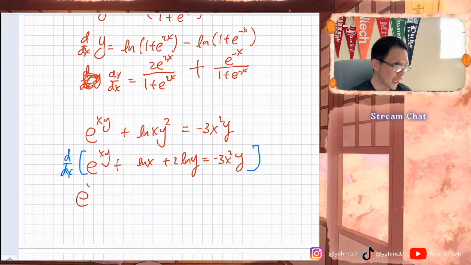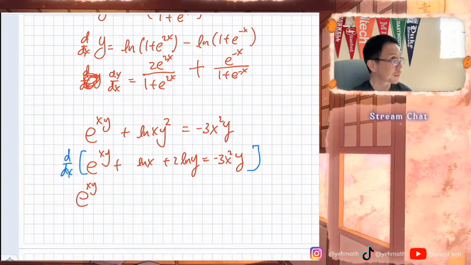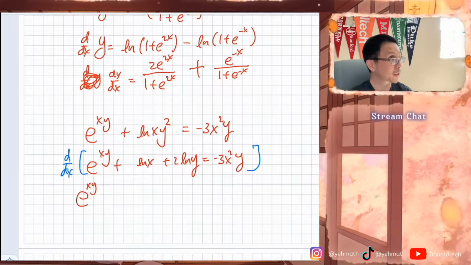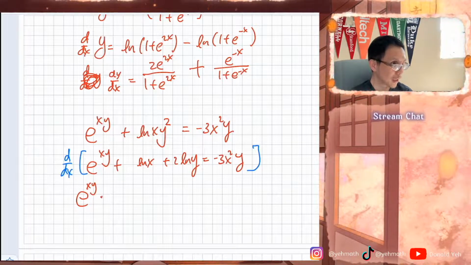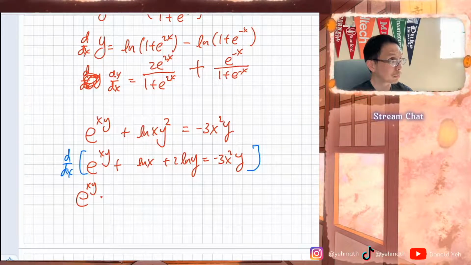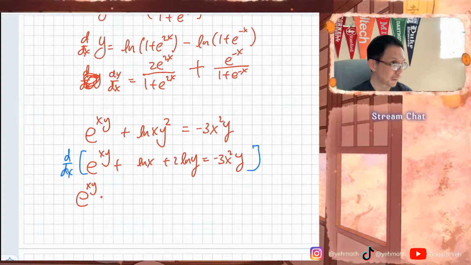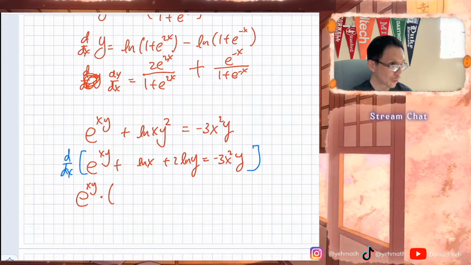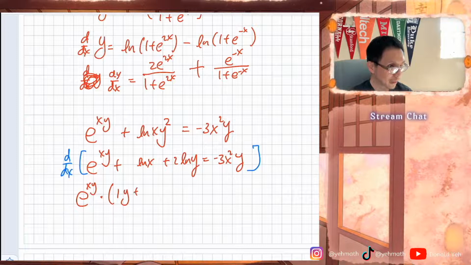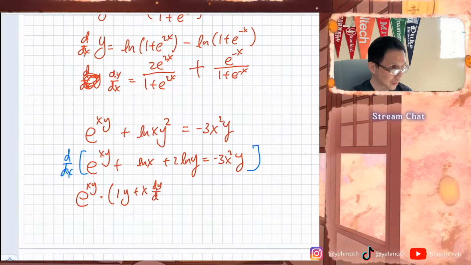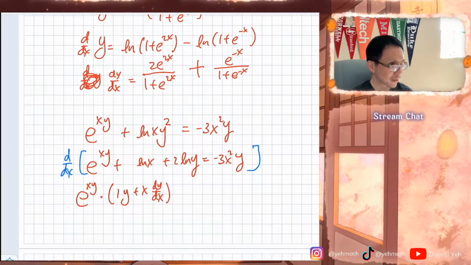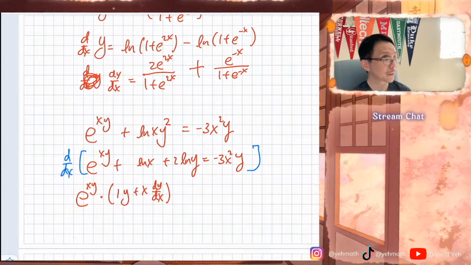So for e to the xy, first of all, you have to write that first because the derivative of that is going to be e to the xy times the u prime, right? U prime is going to be 1 times y plus x dy/dx. Does that make sense? Because there is a product rule. Don't forget that.